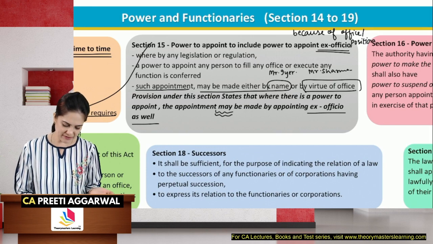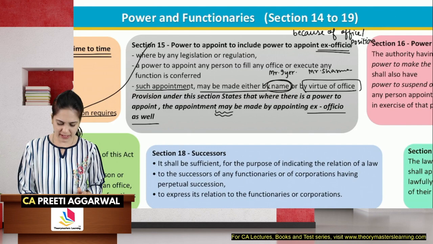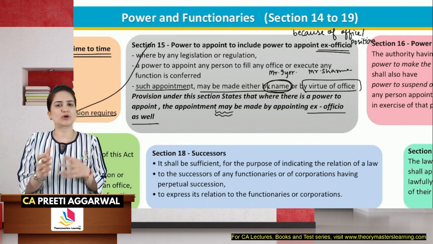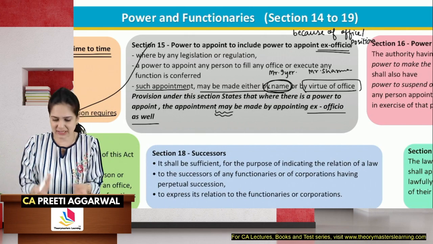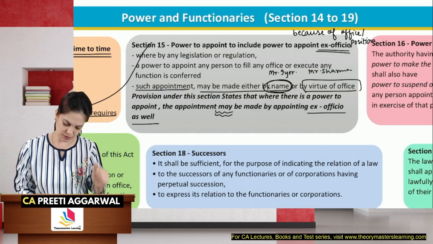So law says that wherein you have the power to appoint any person, then such appointment may be made either by name. So you can say Mr. Iyer is going to be appointed at this position, but instead of writing the name, you can also say that the director or the managing director of the company will be appointed, and at that time whoever is the managing director will be appointed to that position.